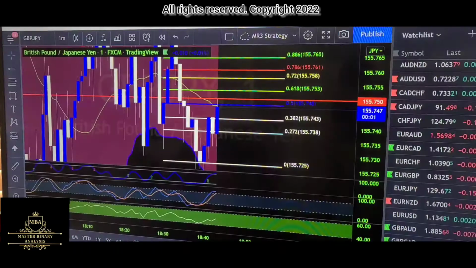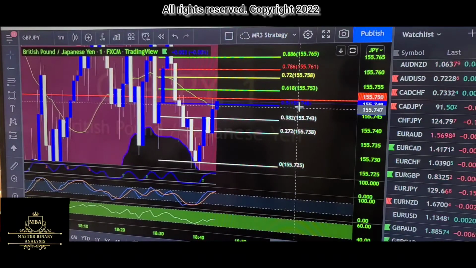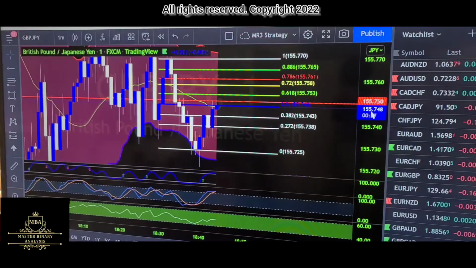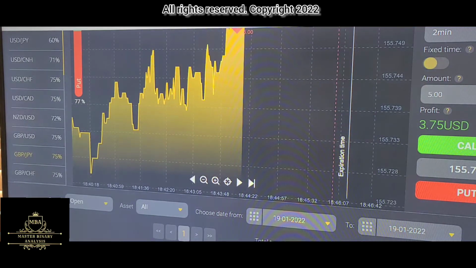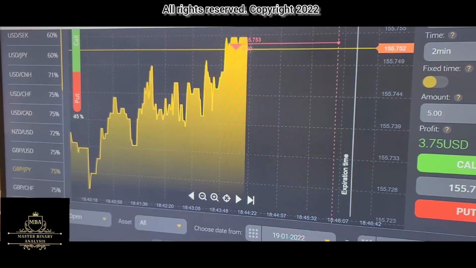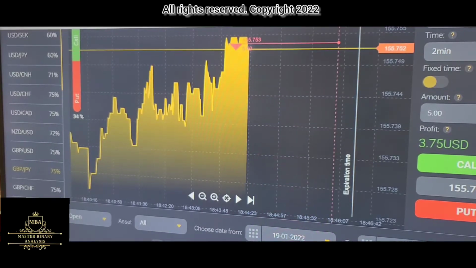And what was I looking for? I was looking for the 618 area on the Fibonacci. And again, all these, they'll come later. I'll show you them. So we took that for 2 minutes, and currently it is in profit.